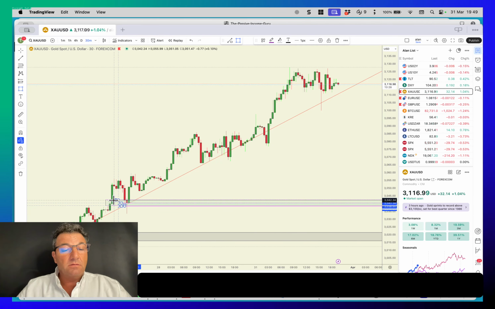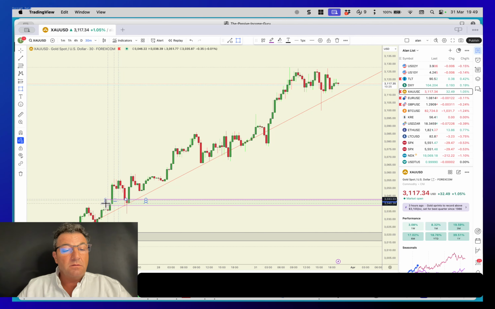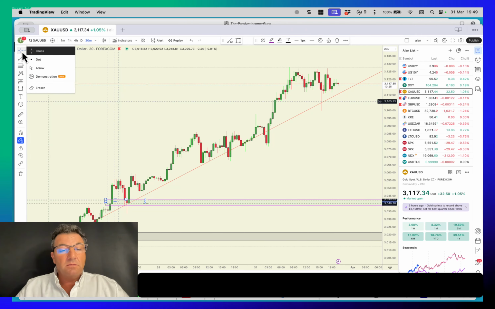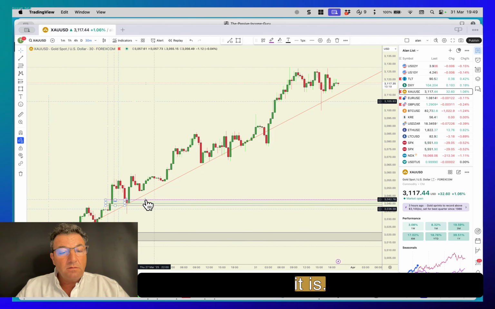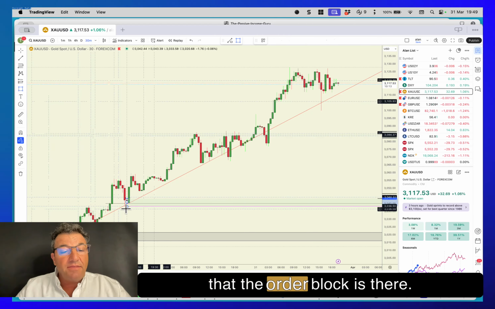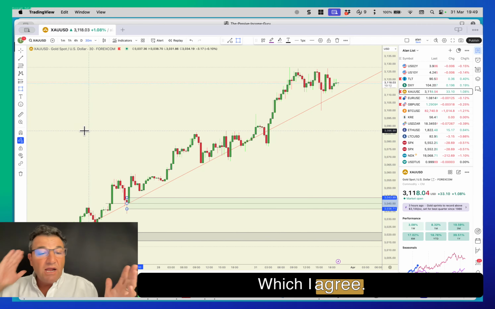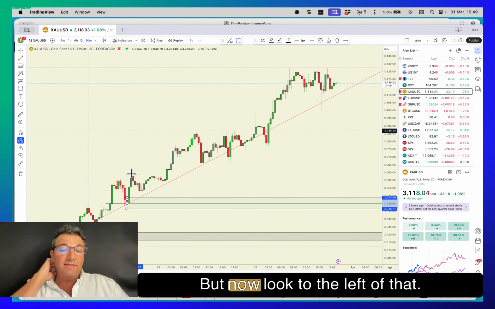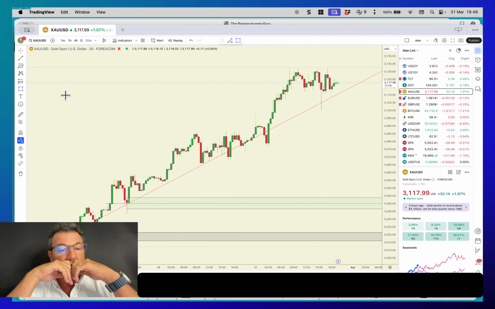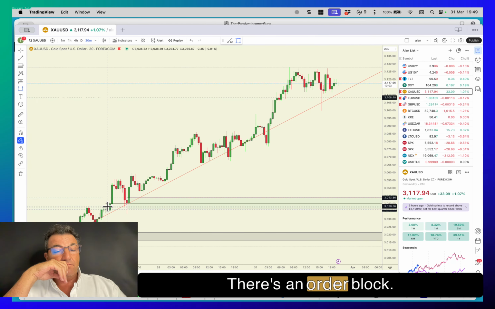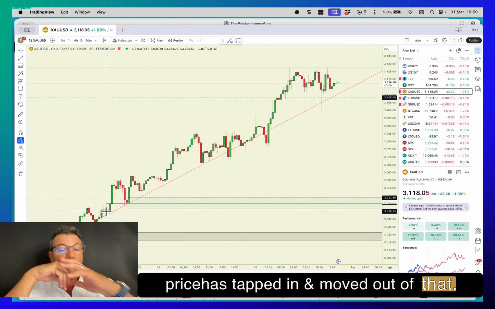Now, what's Tola saying? I think both of you can be correct. Nobody knows if all the orders were filled, but whether it's new or old orders, it's a new order block. You're saying here that the order block is there, which I agree. But now look to the left of that. There's an order block. Price tapped in and moved out of that.